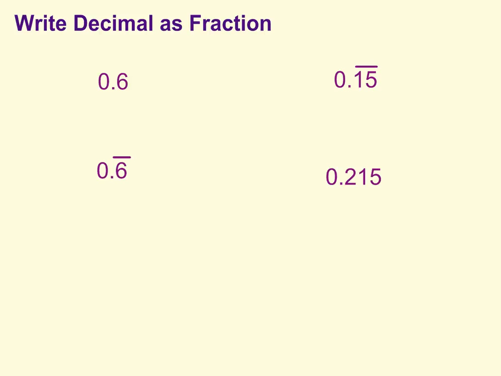We can write decimals as fractions. It's a lot of fun, super exciting. This works with our terminating decimals and our repeating decimals. So just to go over that for a second, a terminating decimal is going to be like this, 0.6. You can see it stops after the 6. It doesn't continue beyond that.